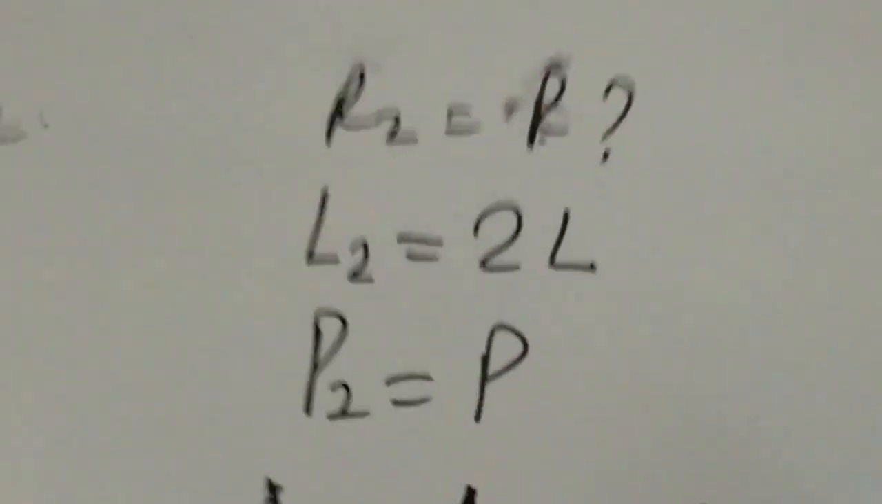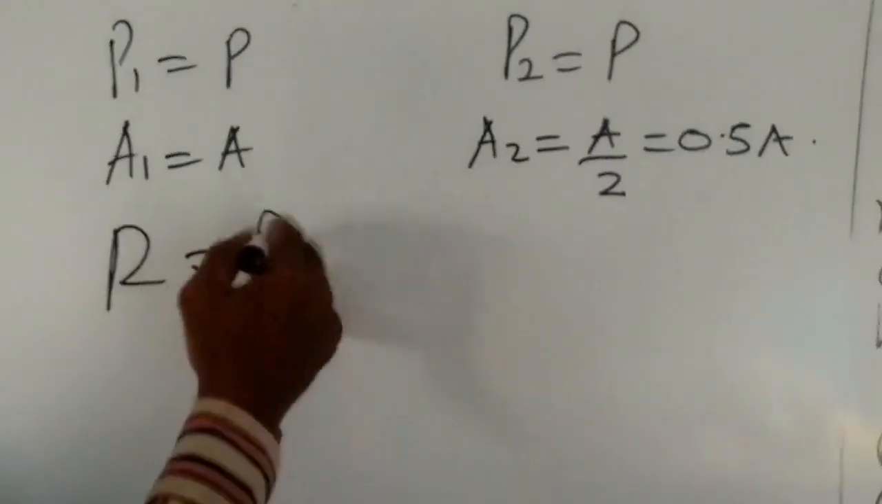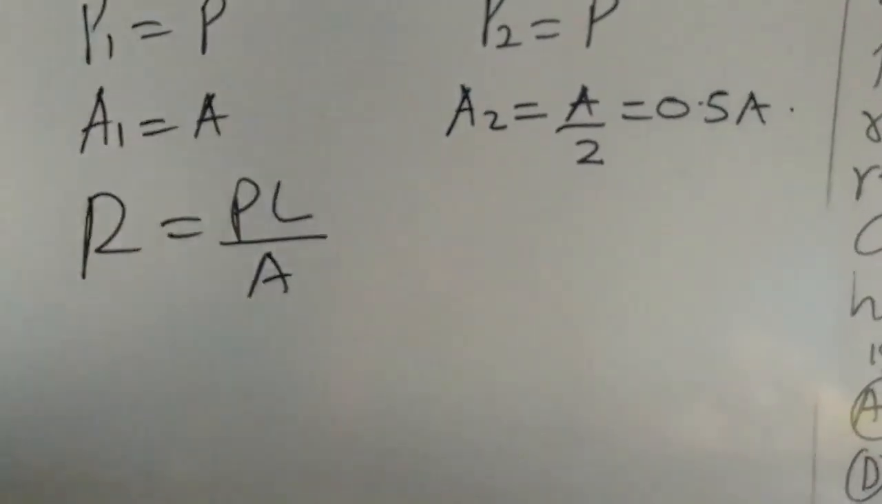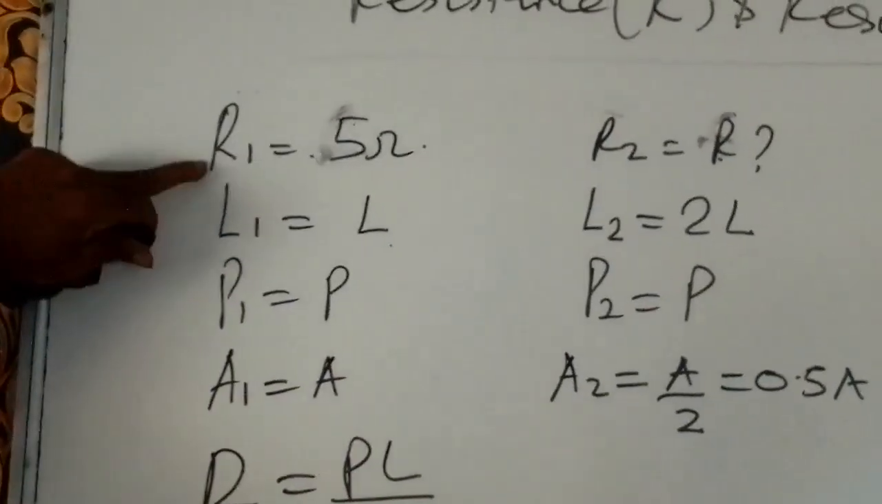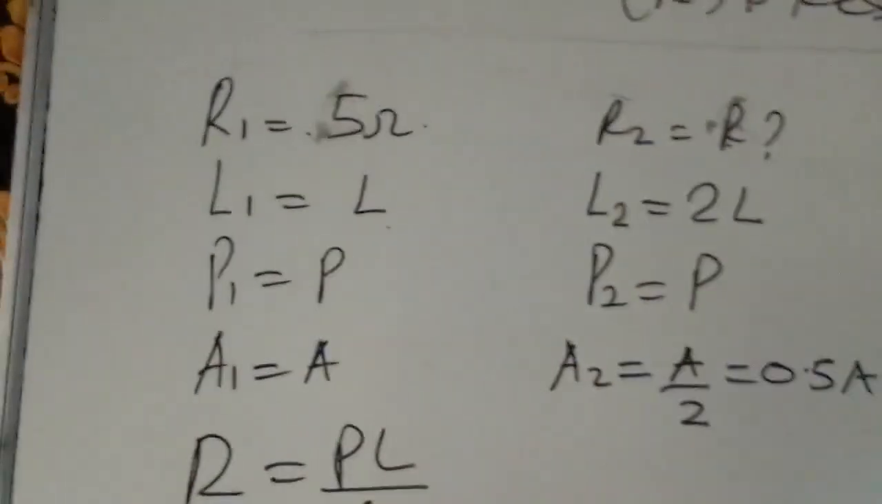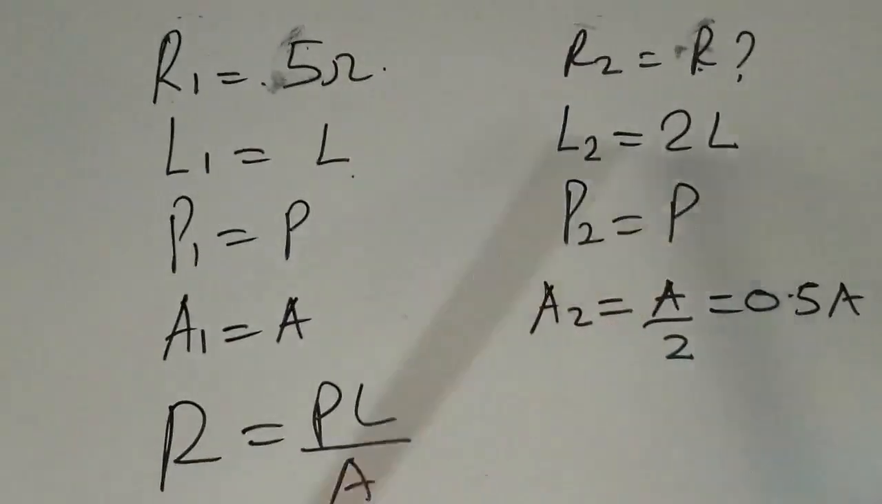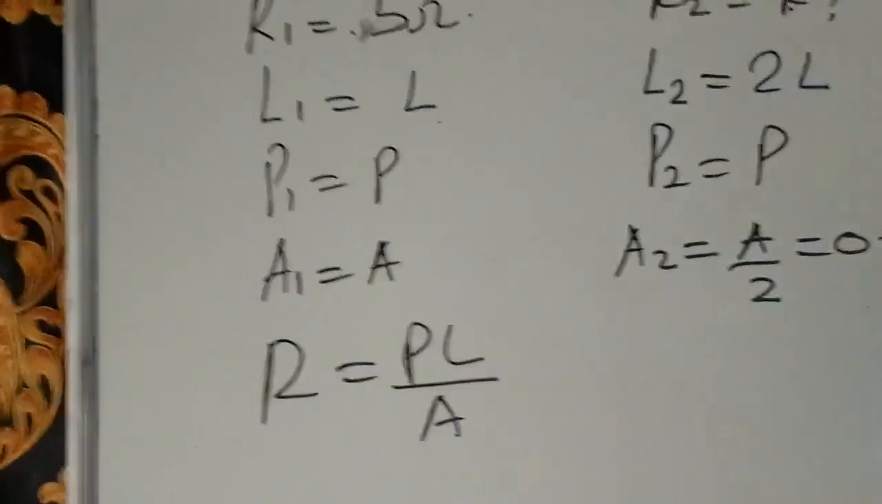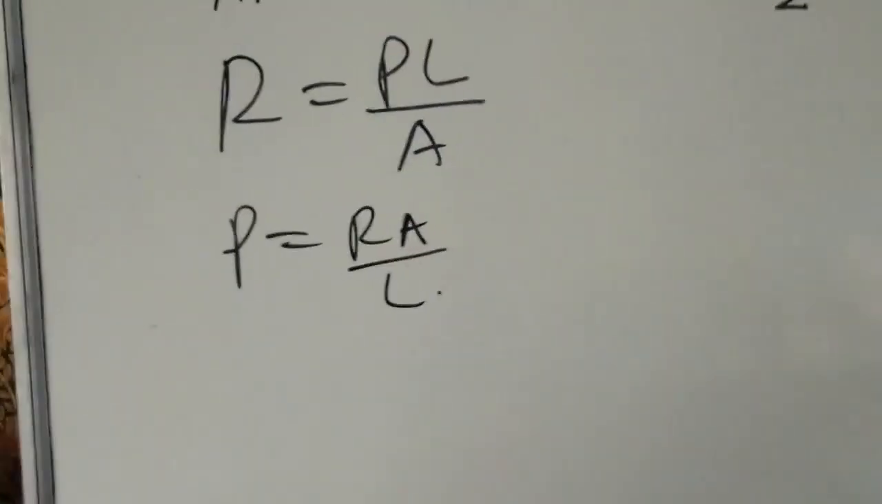So we have two sets of conditions here. How do we solve this problem? Recall that resistance of a wire is given by resistivity times length all over the area. We're going to use this to get an equation. Before we go ahead, let's ask ourselves, in these two conditions, what do they have in common? They have the same resistivity. So we'll make resistivity the subject first. So resistivity, rho, equals RA over L. Having done that, we'll now substitute our values.